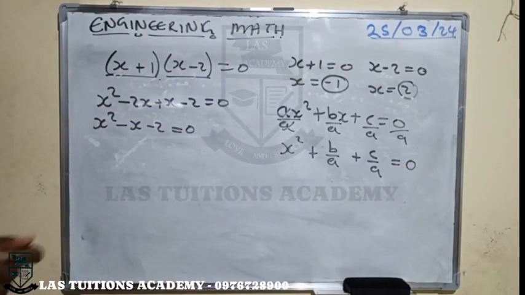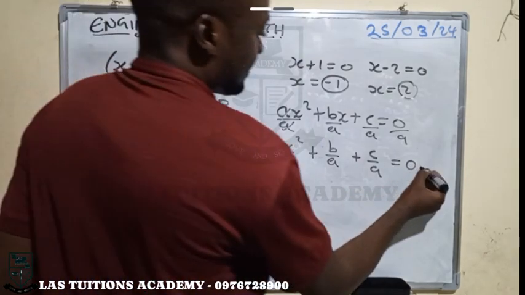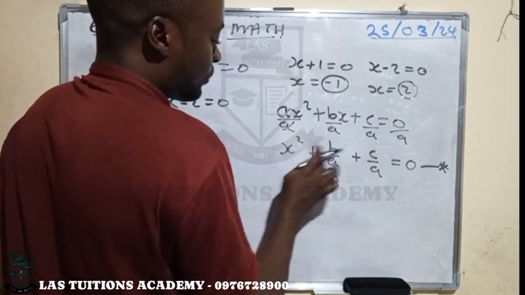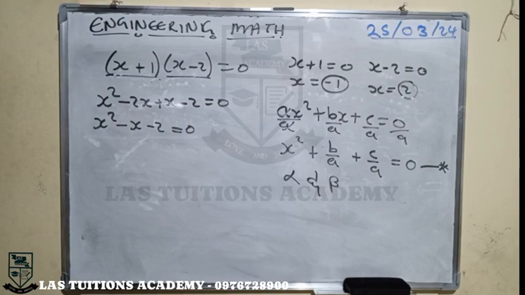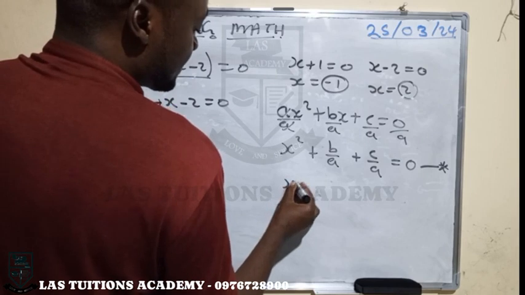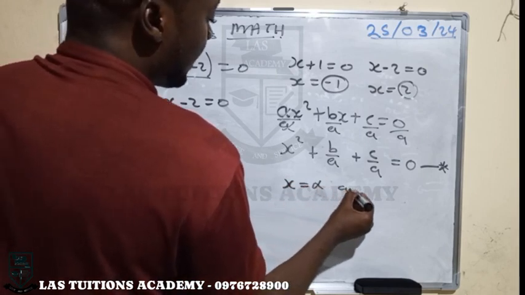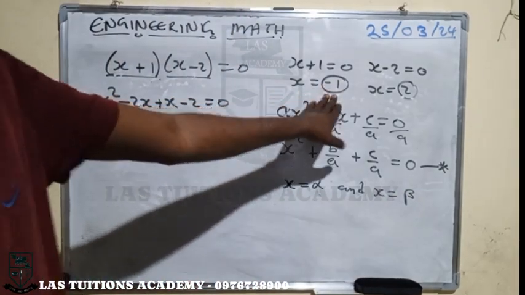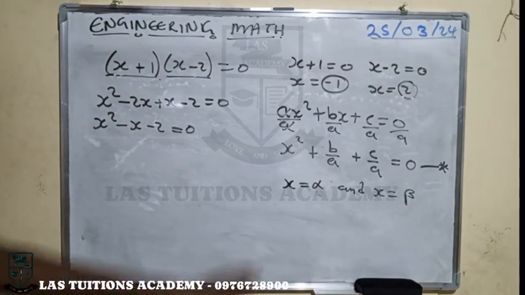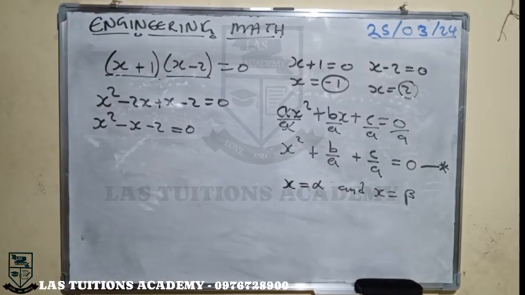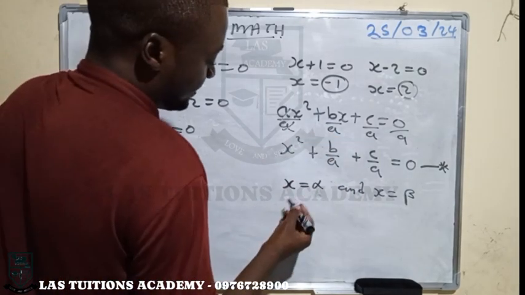Now here, this is where we're supposed to say, suppose alpha and beta are the roots of this equation, meaning we're going to have x is equal to alpha and x is equal to beta. Just the way we have x is equal to -1 and x is equal to 2. So this is also what we're going to have for this equation if we say alpha and beta are the roots of this equation.